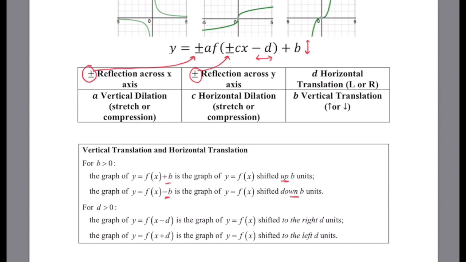Now, if we are translating on the inside of our function, so it's on the inside of whatever our function is doing, if we have a negative D value, we're going to shift right. And if we have a positive D value, we will shift left. So let's look at a couple of examples that shift vertically and shift horizontally.